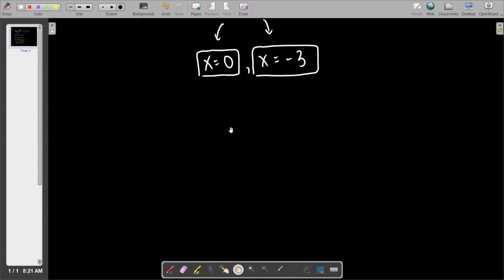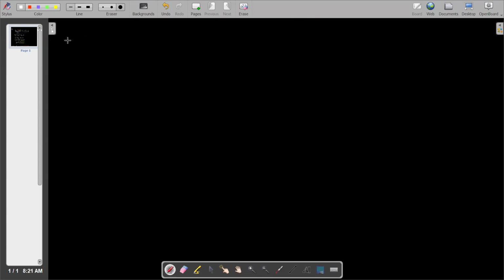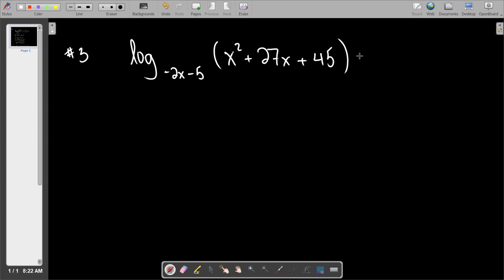Question number 3 starts out as log base -2x minus 5 of x squared plus 27x plus 45 equals 2, I guess. And for the third straight time, we're going to raise this to the power of 2. And again, if you're good with the square, multiply, double, do it. If you're not, write it out old school, okay?